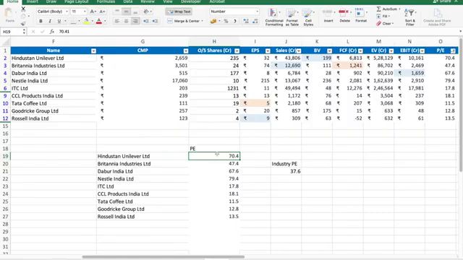Now, if I have to get to the intrinsic value using this industry P by E, how do I do that? In order to get to the intrinsic value or the share price, how can you compute the share price? What is the share price basically? It is the intrinsic value. What I'm trying to find out is what should be the real value. How you can compute it using the industry PE is basically, if you just go back.